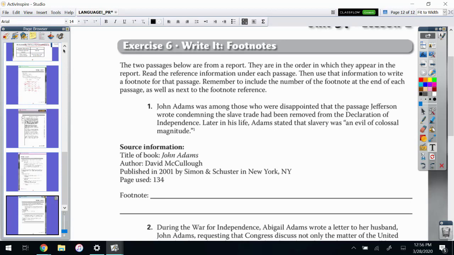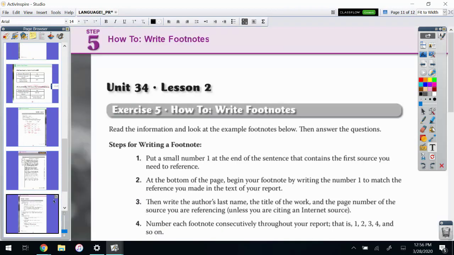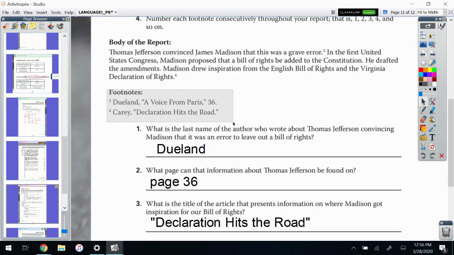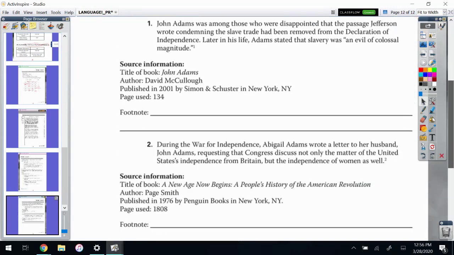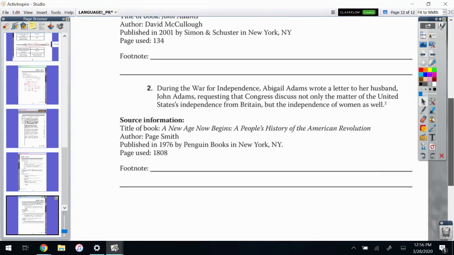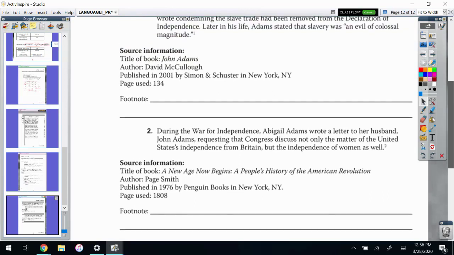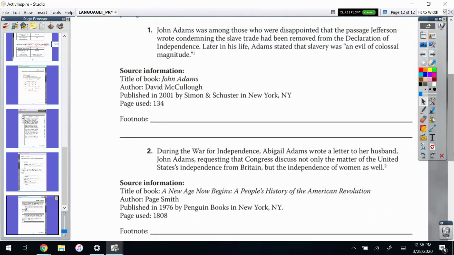So let's look at the last section. You are writing footnotes that look like this, but with the information that you're given here. So you're going backwards. When you're done with that, turn in your work to me and enjoy your day.